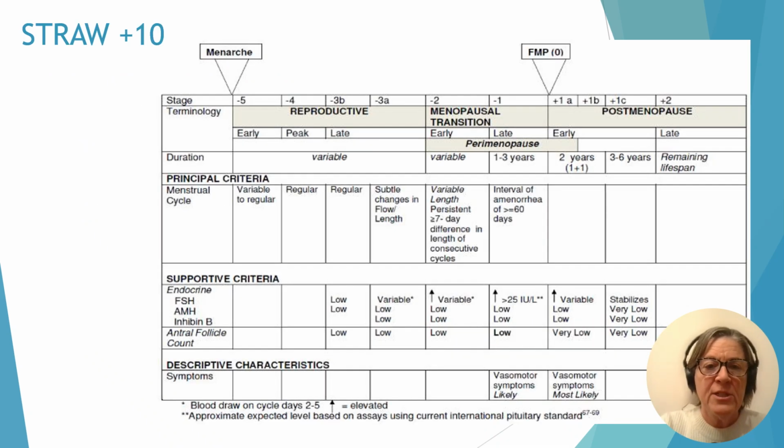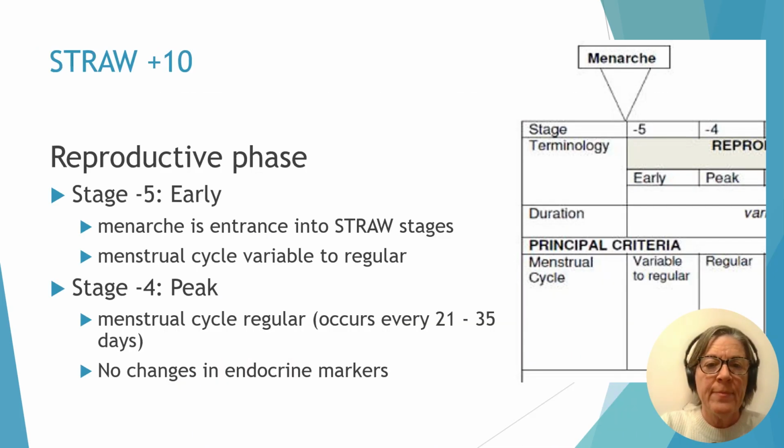And here is the published STRAW plus 10 staging criteria. We'll go through this and break it down literally and look at it piece by piece. So the reproductive phase starts with the first menstrual cycle. This is considered stage -5. That's the early reproductive phase. That's when periods are still variable. Once they become regular, then we consider somebody to be in their peak reproductive period, which is stage -4. And during this time, we really don't see a lot of changes in these endocrine markers.